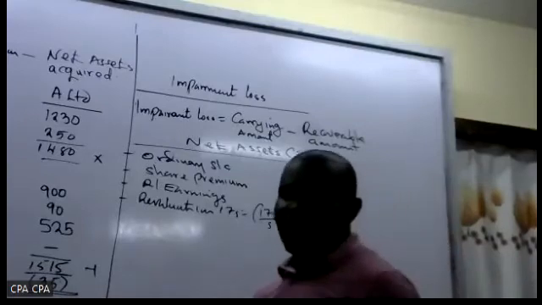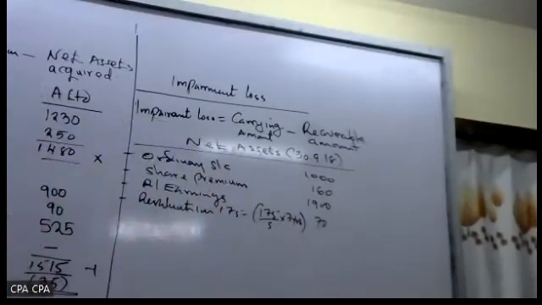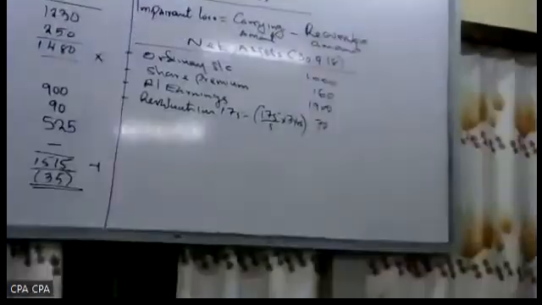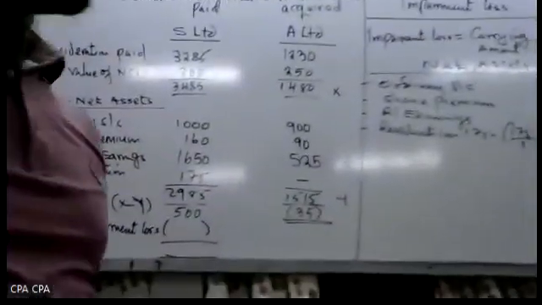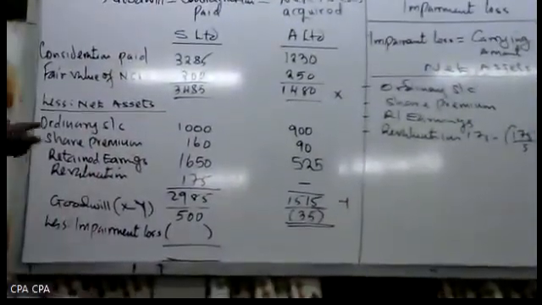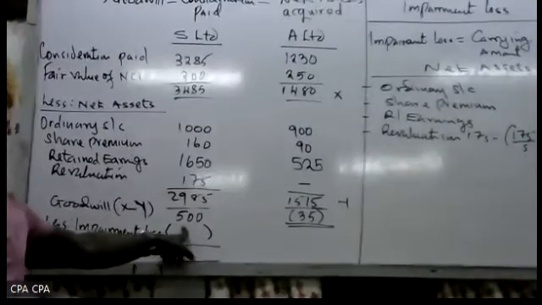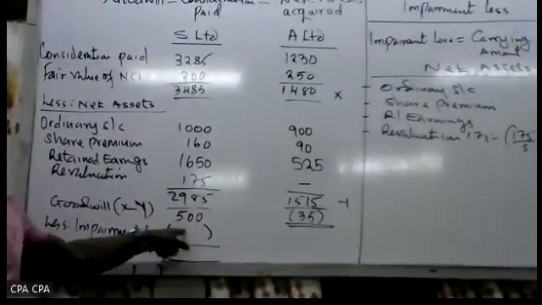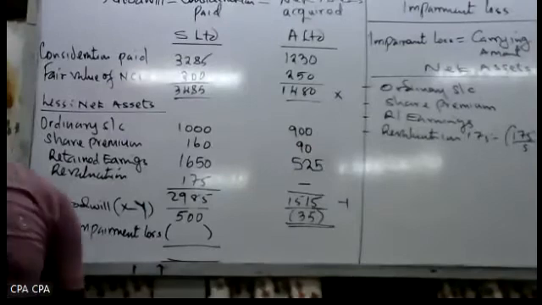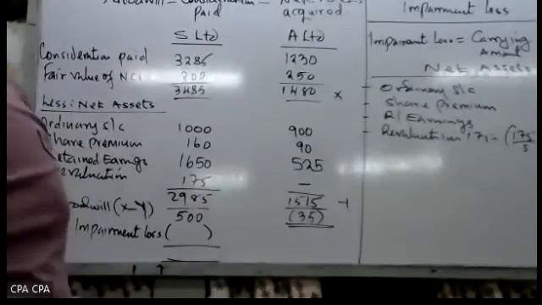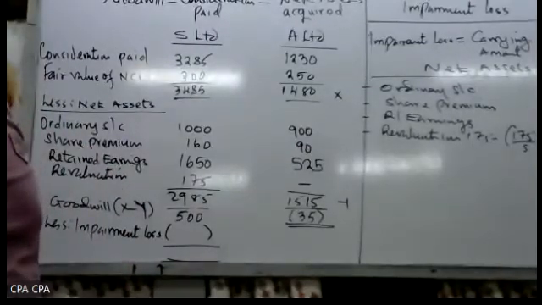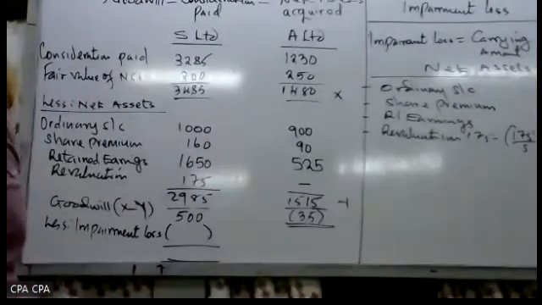70. So something which will get you with a lot of surprise here. This one here, we have determined goodwill to be 500. When have we determined this goodwill? As at when? It's in 2015.